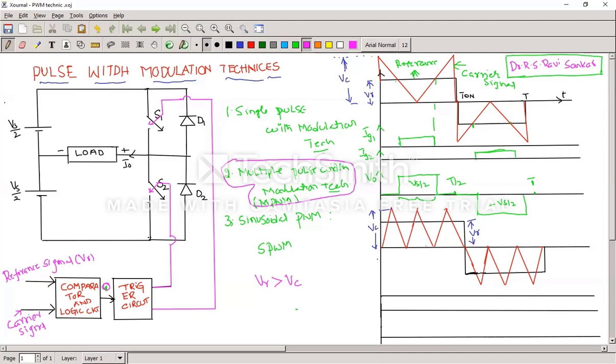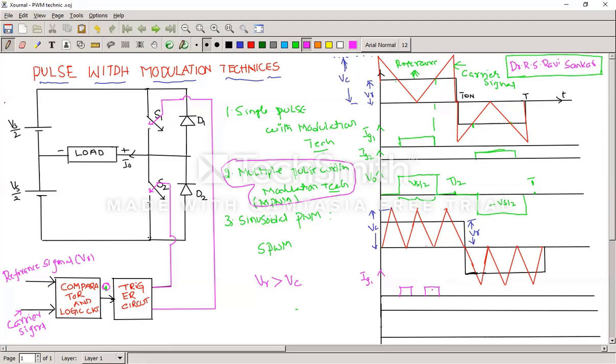In this interval from 0 to T by 2, it is the positive cycle, so the triggering circuit gives a pulse only to S1. From this point to this point, Ig1, the gate current, becomes a pulse to S1. Again from this point to this point, the reference signal is more in this way.